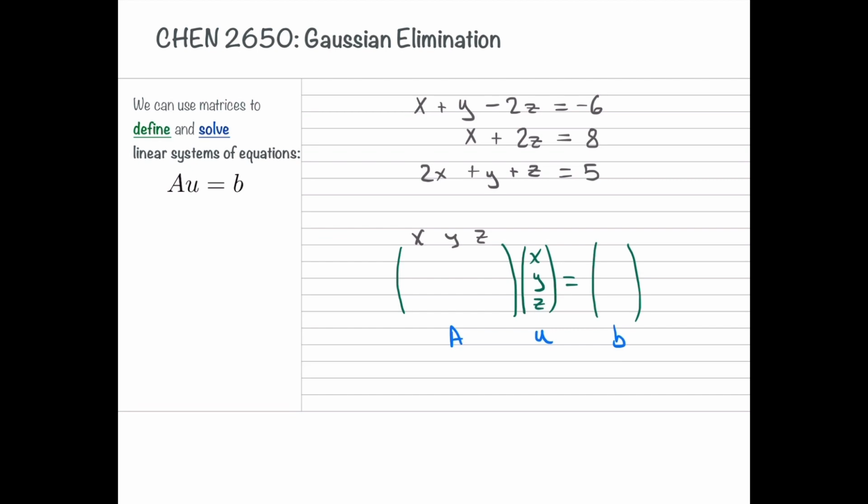The first row, we have 1, 1, negative 2. For the second row, we have 1, 0, 2. And for the last row, we have 2, 1, 1. Then for filling in b, we simply look at the right-hand side, and so it's going to be negative 6, 8, and 5. So what we have is a matrix representation of the same system of equations that we will now use to find a solution to the system of equations.